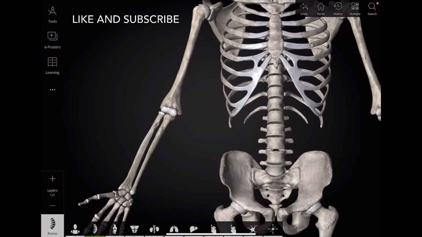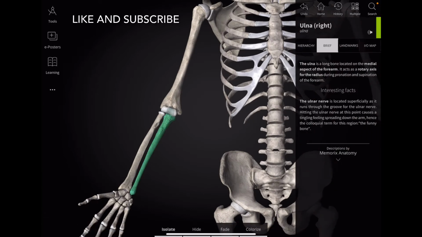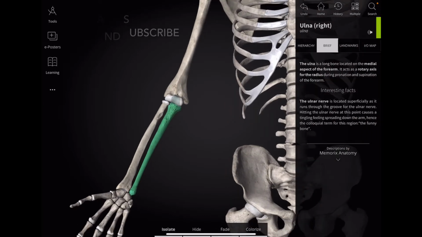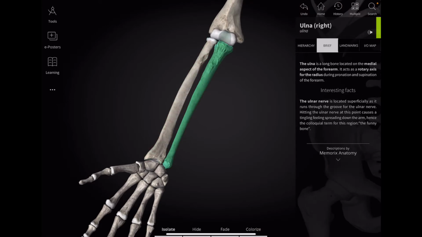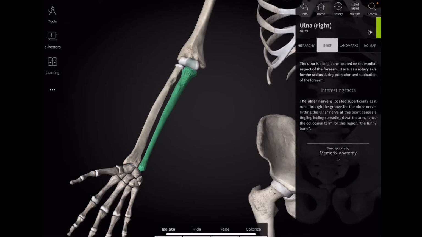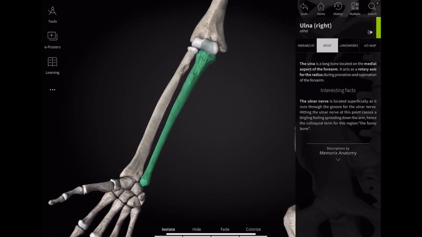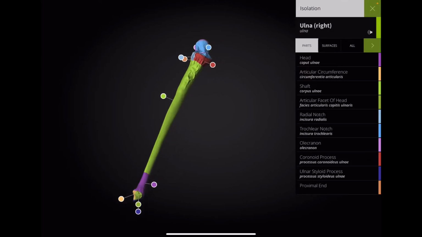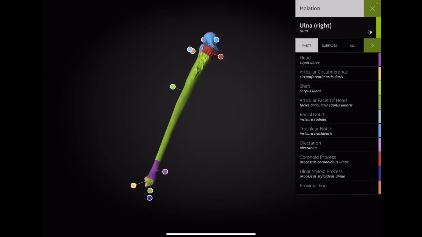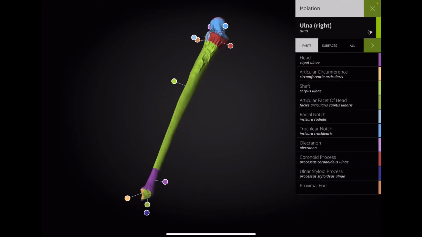Hello everyone. Today we are going to go over the ulna, which is one of the two bones found on the forearm, the other one being the radius. The ulna is a long bone found on the medial aspect of the forearm, and it acts as a rotatory axis for the radius for movements such as pronation and supination, which are the two basic movements around the forearm. Now let's get into the surfaces and borders of the ulna.